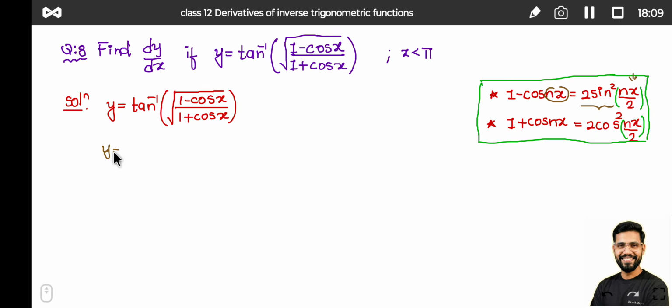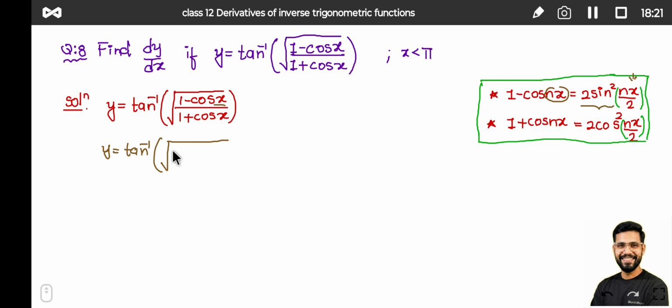So y is equal to tan inverse as it is, square root as it is, 1 minus cos x. So here what is n? N is here 1. 1x is there. So 1 minus cos x formula will be what? 2 sine square. N is 1. So 1x by 2. That means x by 2. Divided by 1 plus cos. 1 plus cos means 2 cos square. Here also n is 1. So 1x by 2. Okay.